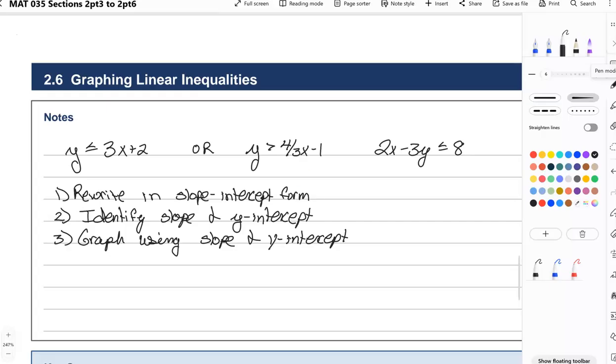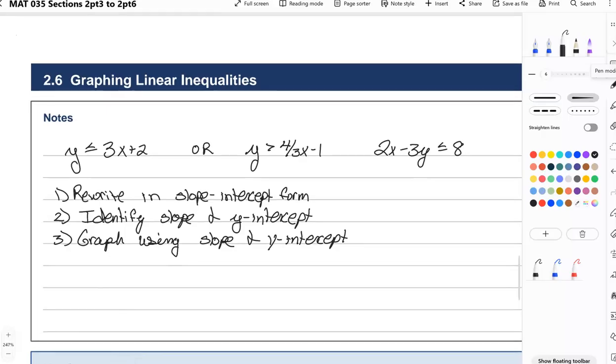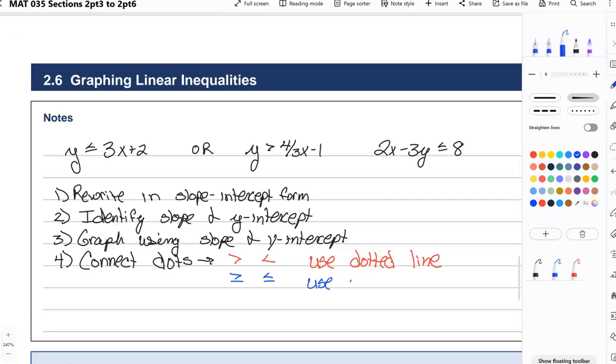Now we have to be careful how we connect dots. So if we have a greater than or a less than, we're going to use a dotted line to connect the dots. If we have the greater than or equal to or less than or equal to, we're going to use a solid line to connect the dots.